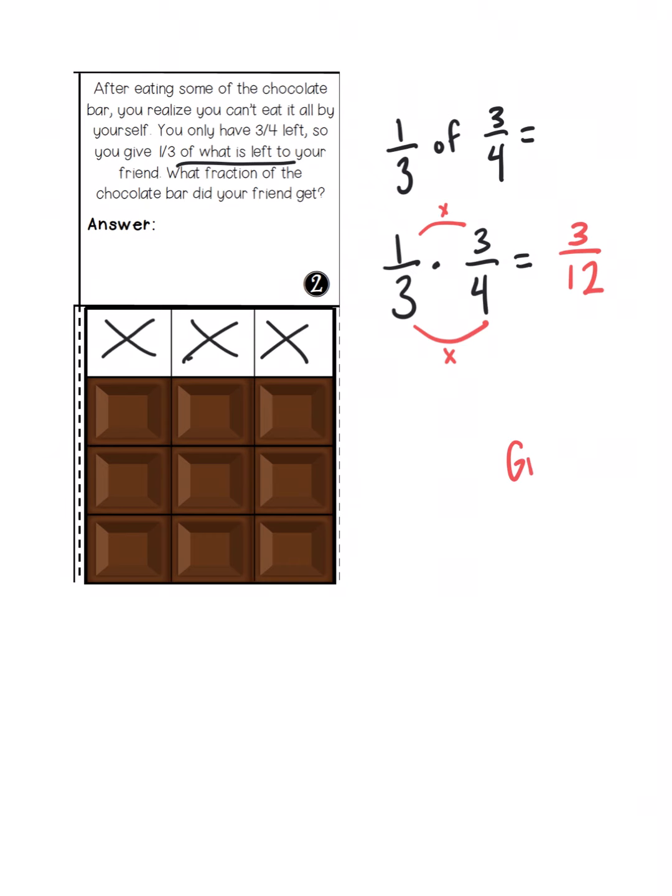So this is where we need to remember about finding the greatest common factor. If you list the factors for 3 and 12, what's the biggest factor that's on both lists? The largest factor that these two numbers have in common is 3.